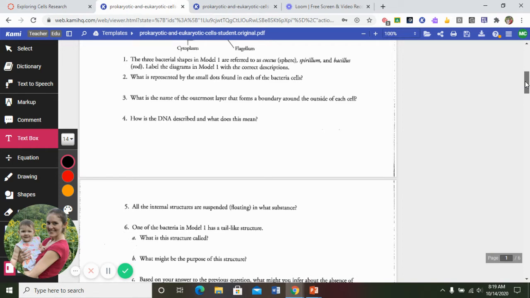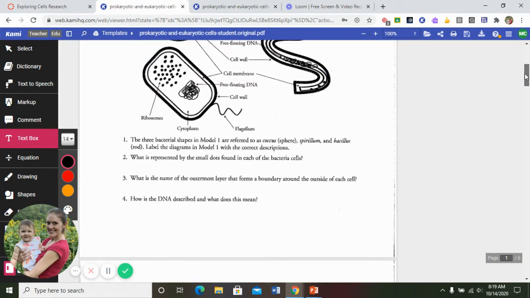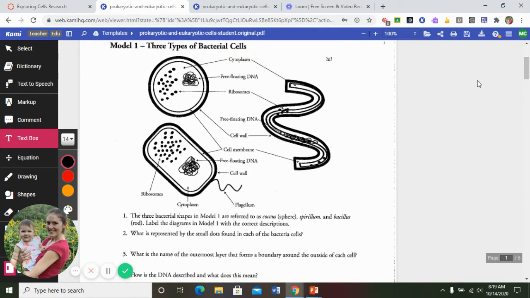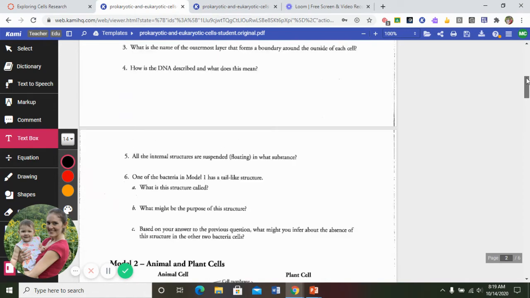All the internal structures are suspended or floating in what substance? Okay, let's see. Internal structures are suspended. Well, they're all chilling in this big goopy area called the cytoplasm. I'm not going to go through and do all these questions for you, but I just wanted to show you what you should be looking for.